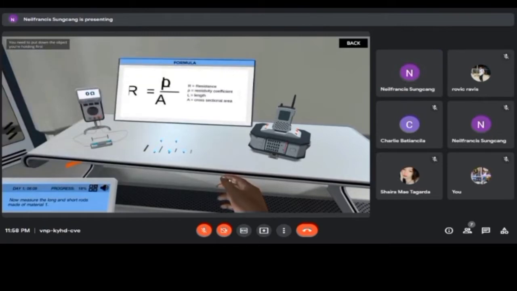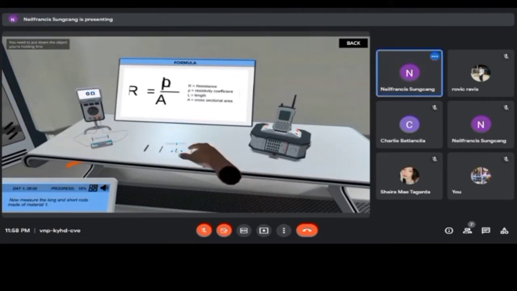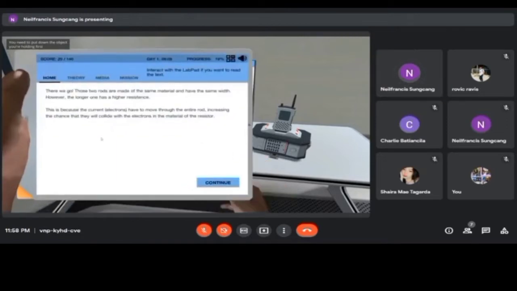Now measure the long and short rods made of material 1. There we go. Those two rods are made of the same material and have the same width. However, the longer one has a higher resistance. This is because the current has to move through the entire rod, increasing the chance that the electrons will collide with the electrons in the material of the resistor.